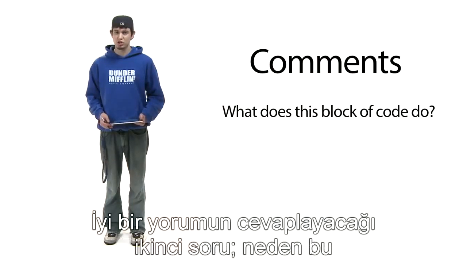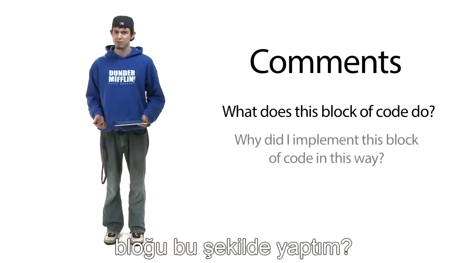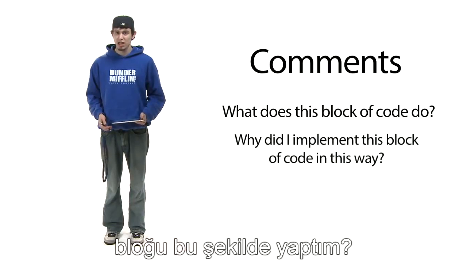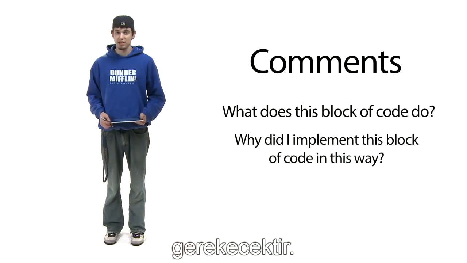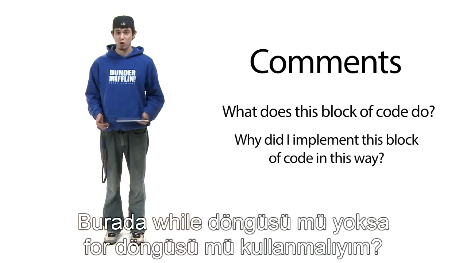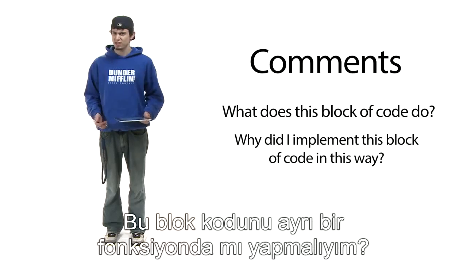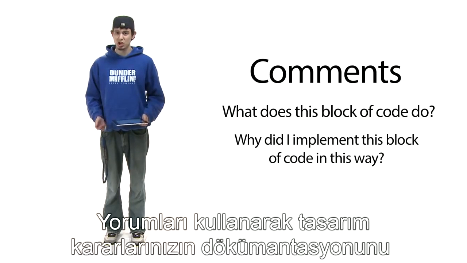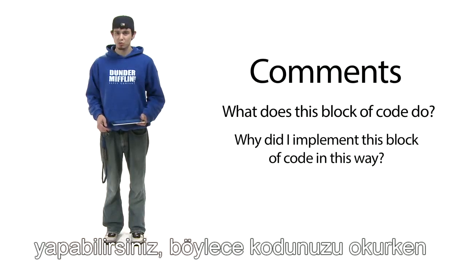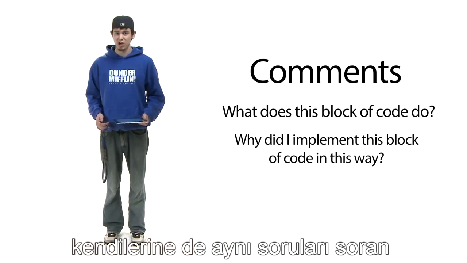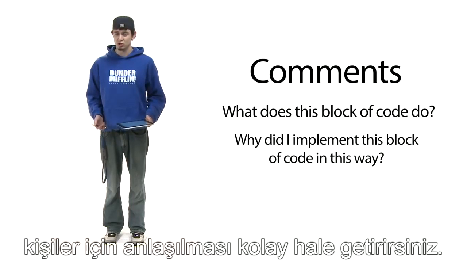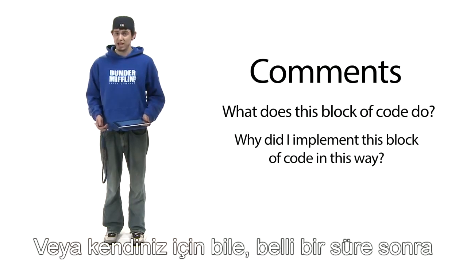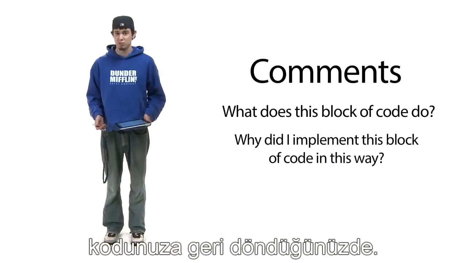The second question a good comment answers is, why did I implement this block in this way? As you write code, you'll frequently need to make design decisions. Should I use a while loop or a for loop here? Should I make this block of code into a separate function? Using comments, you can document your design decisions, which will make your code easier to understand for others who may be asking themselves the exact same design questions as they read your code, or even yourself if you come back to a block of code after some period of time.